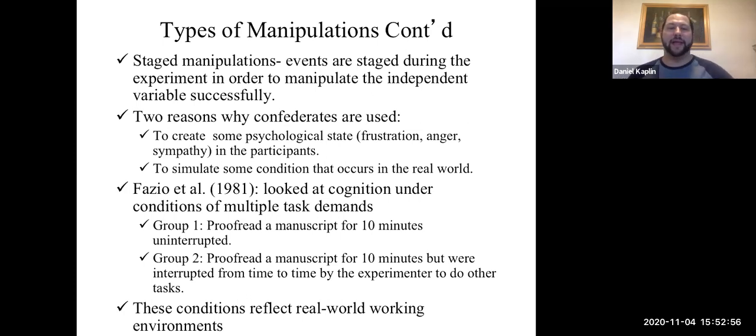Here's another example. Fazio looked at the effect of cognition when a person has undivided attention versus split attention. So group 1 was given 10 minutes to proofread a manuscript. Group 2 was also given 10 minutes to proofread a manuscript, but from time to time they were interrupted by the experimenter to do other things. Well, that's a stage manipulation now, right? Because now the experimenter is doing something other than collecting data on cognition. He or she or they are now also participating and getting you to do other things.